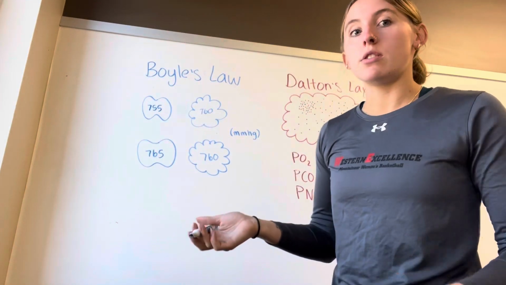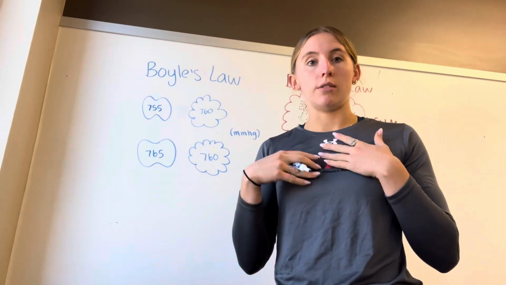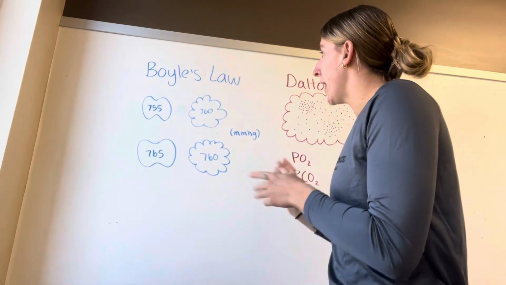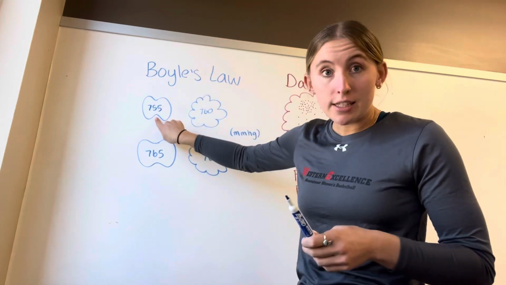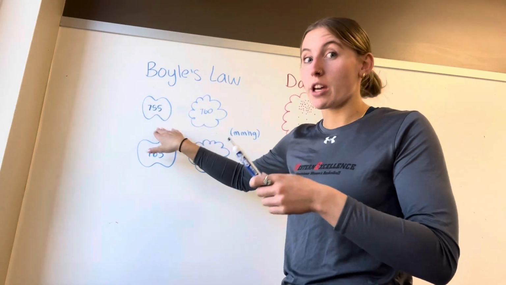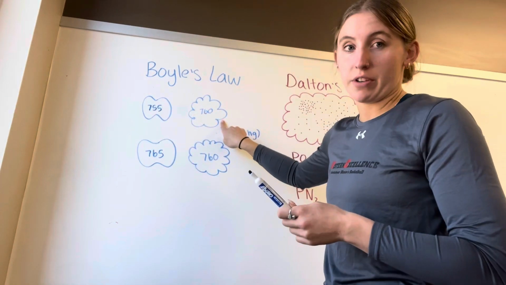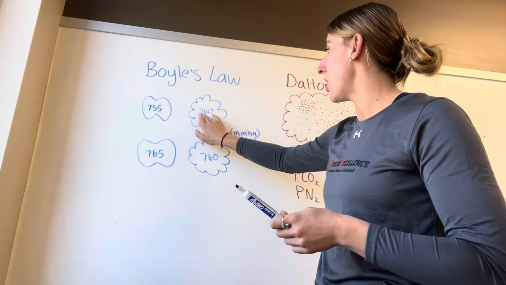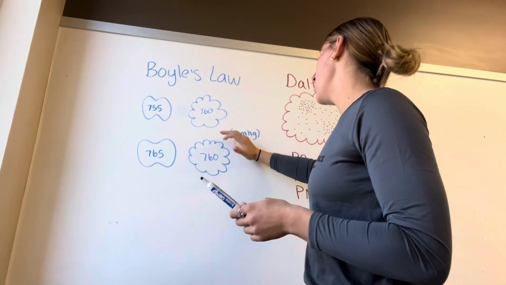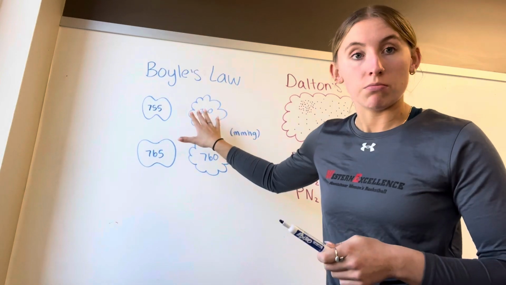And so how it relates to gas exchange and inspiration and expiration is, this is a picture of your lungs, okay? It's really good. And then this is the atmosphere. So let's say the atmosphere is 760 millimeters of mercury. That's its pressure, the pressure of the atmosphere.